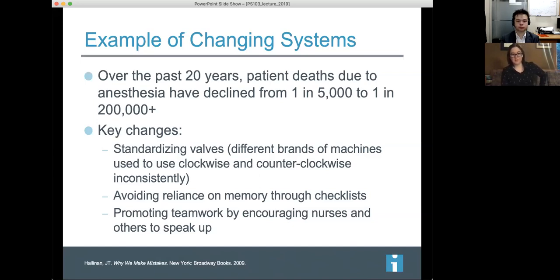And promoting teamwork by encouraging nurses and others to speak up. The surgical safety checklist is really, I think, one of the key things in this example of changing systems. It is now designed in a way that the whole team participates and the whole team is asked to speak up. That's just one way of encouraging teamwork, and certainly I experienced that in theatre the other day when I was anaesthetising a child, and a nurse spoke up about something when we were halfway through the case, and it really did alter the management or made sure that we weren't missing anything important.